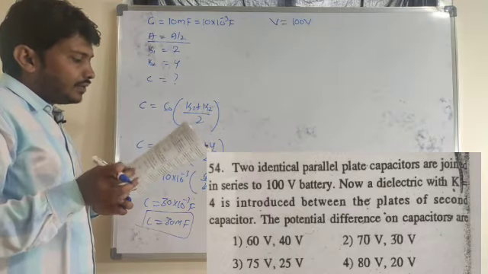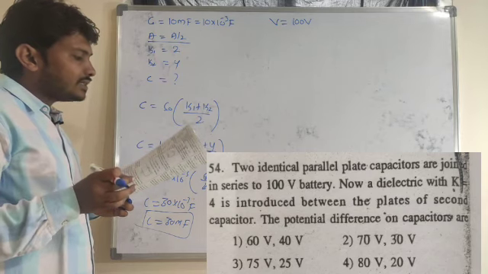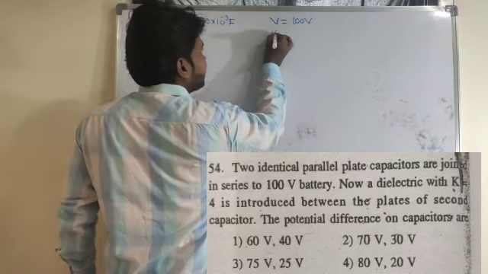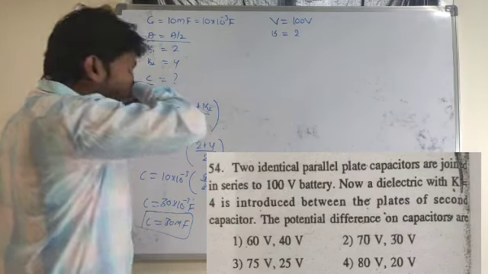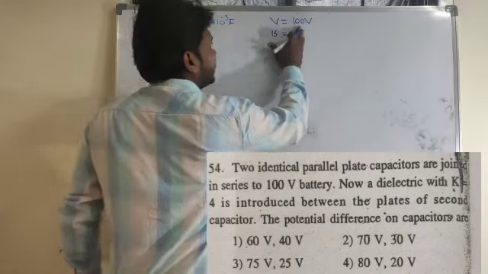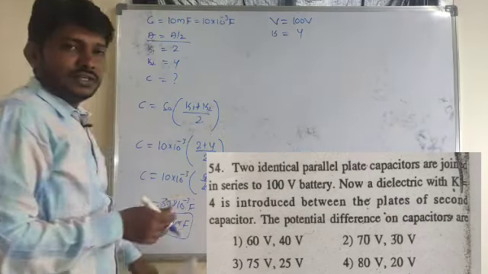Now a dielectric with K1 equal to 4 is introduced between the plates of the second capacitor. So in the case of the second capacitor, they introduce a dielectric medium. Its value is 4 here.